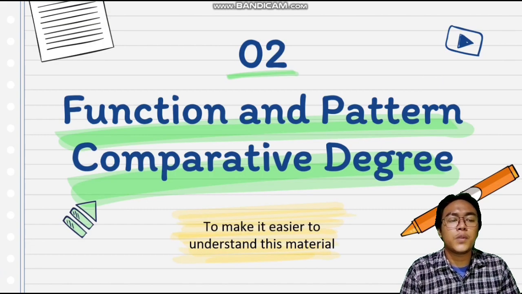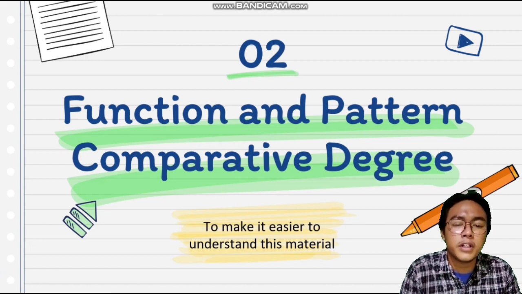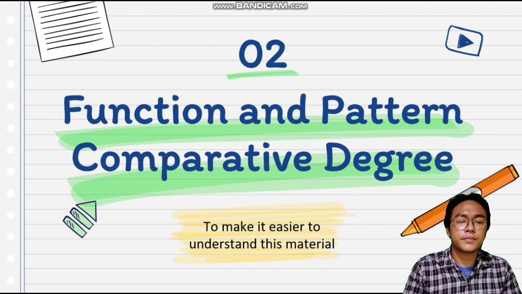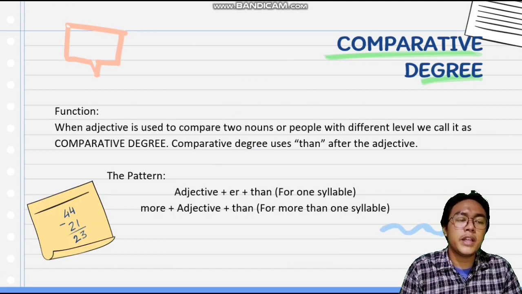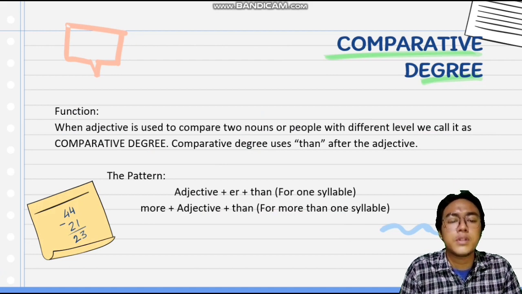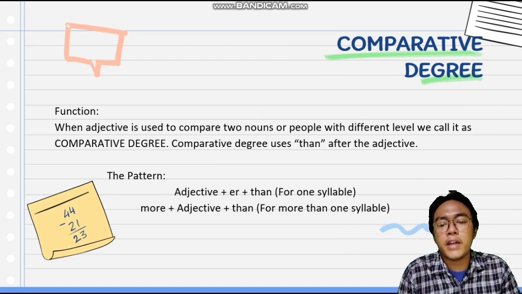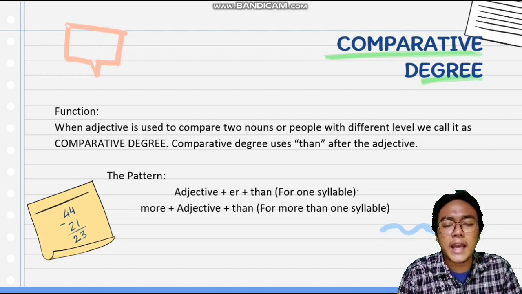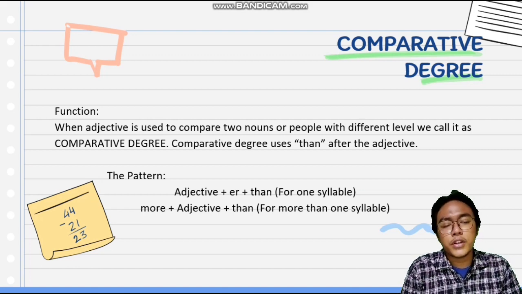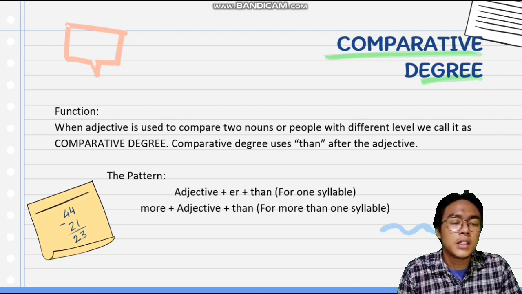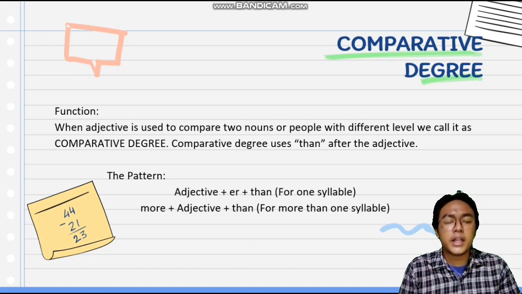Okay, the second one is the function and pattern of comparative degree. This is to make it easier to understand this material. The function of the comparative degree is when an adjective is used to compare two nouns or people with different levels, we call it comparative degree. Comparative degree uses than after the adjective. The pattern is adjective plus er plus than for one syllable, and more plus adjective plus than for more than one syllable.